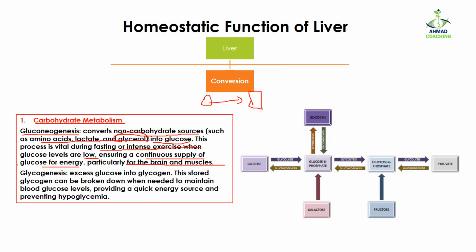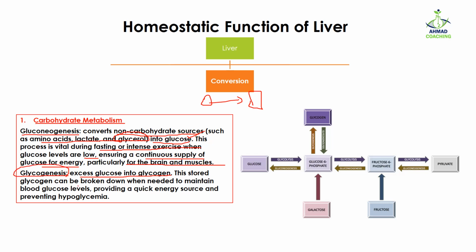The second metabolism is glycogenesis. Glycogenesis means that excessive glucose is converted into glycogen. So for example, in gluconeogenesis, we have a lot of glucose. This glucose is exceeding the need of the body. So the amount of glucose which is required by the body is utilized, while the rest of the glucose is converted into glycogen by the process of glycogenesis.